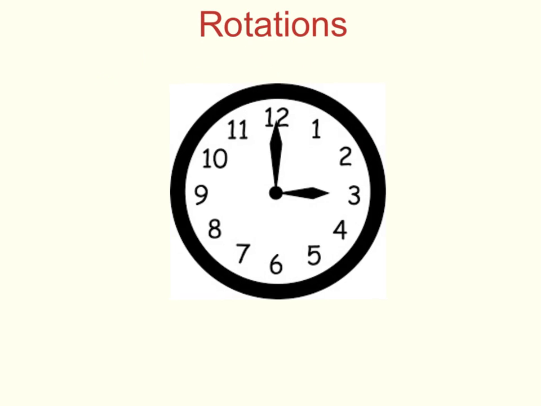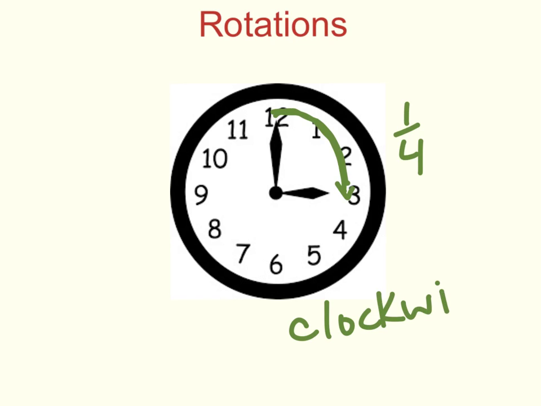When we describe rotations, we also have to say the direction that it rotated. So looking at this clock, if we go from 12 to 3, that's called a quarter turn. And because we're following the same direction that a clock would move, we call that clockwise. It's a clockwise rotation. A quarter clockwise rotation.